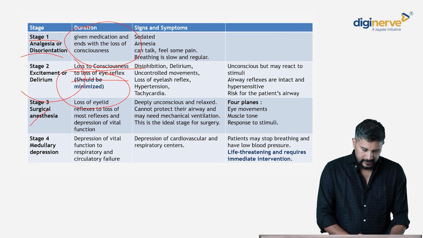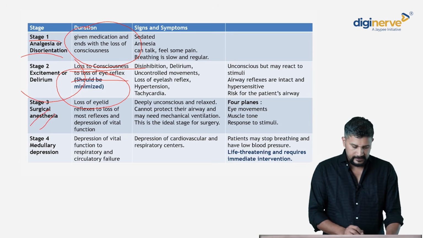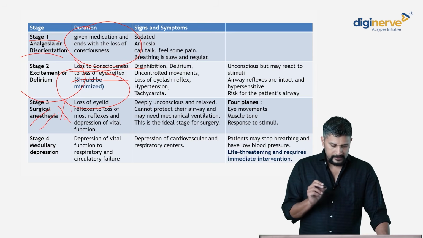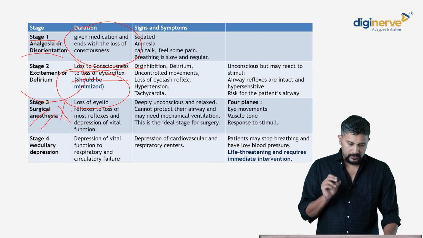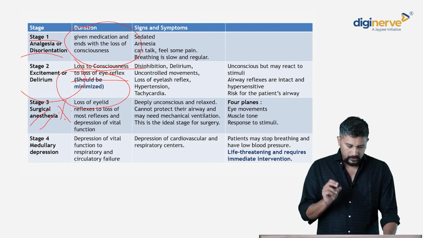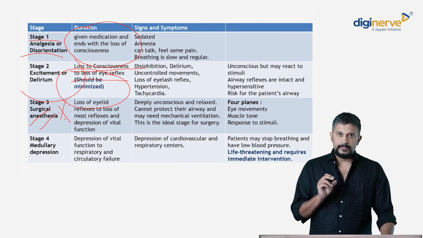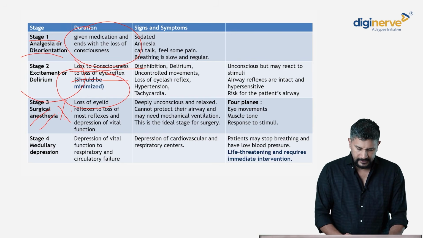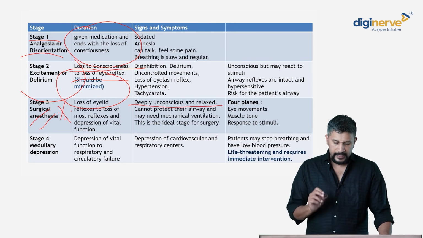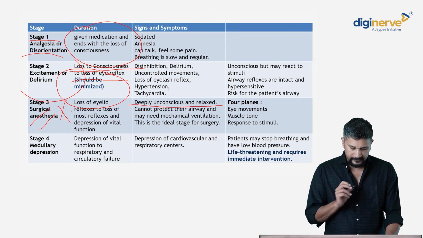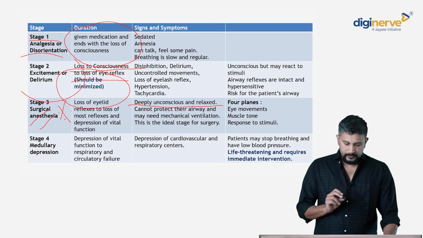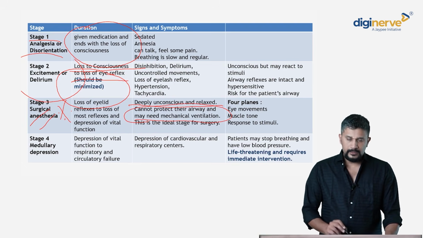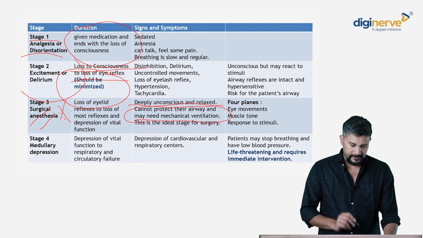The third stage is a stage of surgical anesthesia, and this is where you want the patient to be in as soon as possible. And this lasts from the time you have a loss of your eyelid reflexes to the loss of most other reflexes and a depression of your vital functions. So here the patient is deeply unconscious and he appears to be in a relaxed phase. However, they cannot protect their airway, and this therefore needs mechanical ventilation in order to support your respiratory drive.